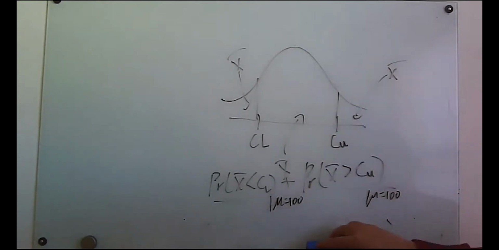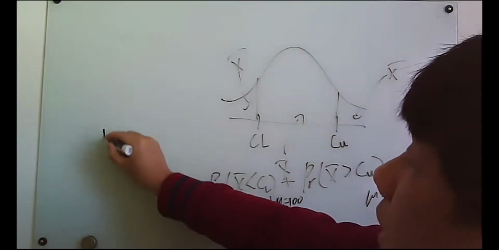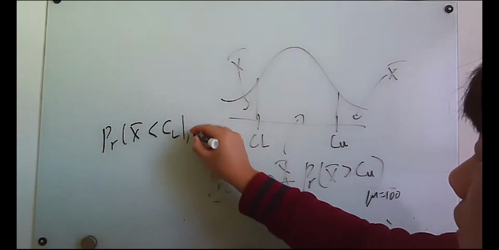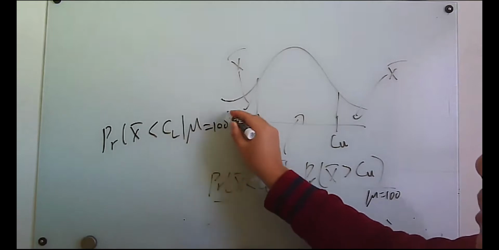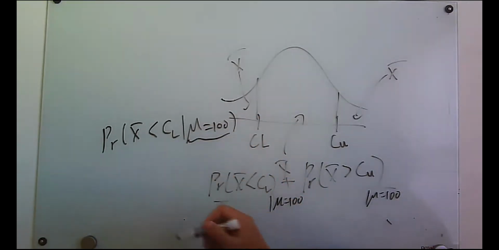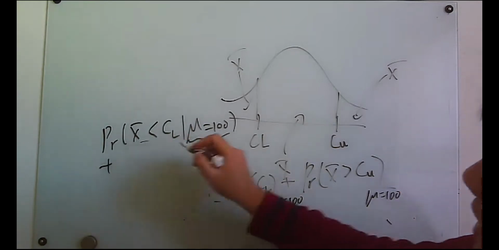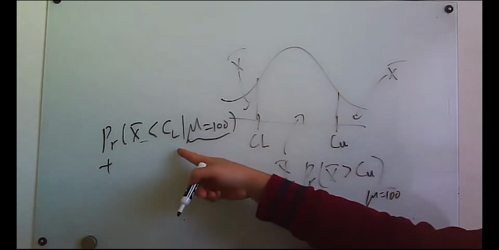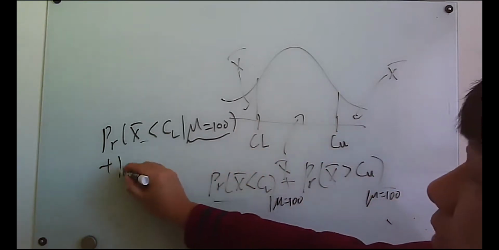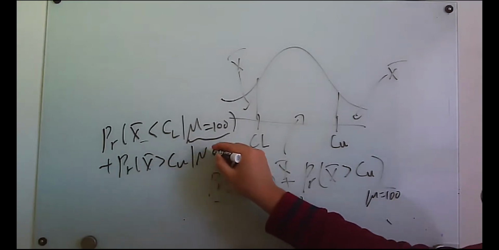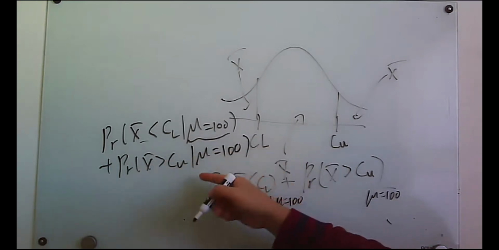In other words, graphically, this is the probability of X bar less than C lower, conditioning on mu equal 100. So this is conditioning on the null being true, and the probability that X bar is outside of this range, lower than C lower. So that is actually type 1 error. And plus the probability of X bar greater than C upper, conditioning on mu is 100.